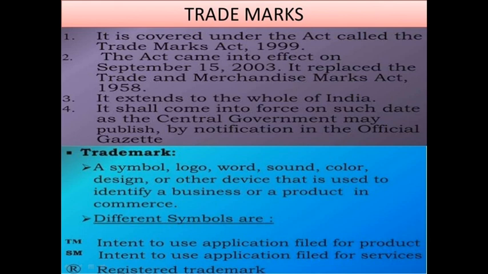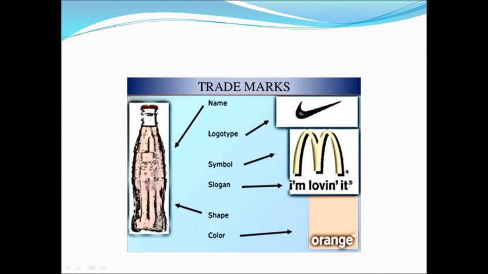TM, intent to use. SM also intent to use. Filed for product, filed for services. Clear? TM, SM and R. Just to remind you, trademark, like the Coca-Cola bottle. Logo type, symbol type, logo, shape, color. All these things come under trademarks.